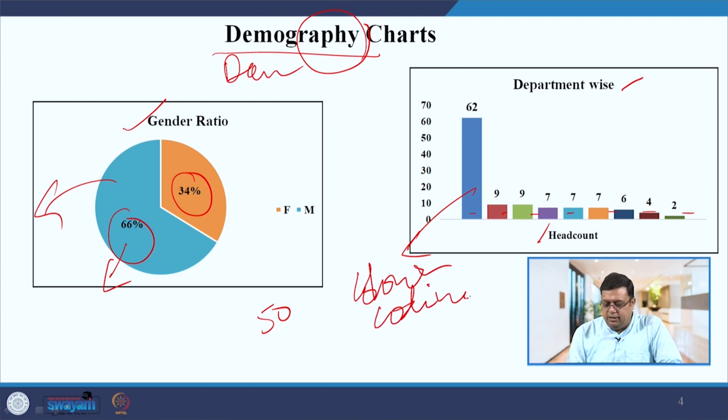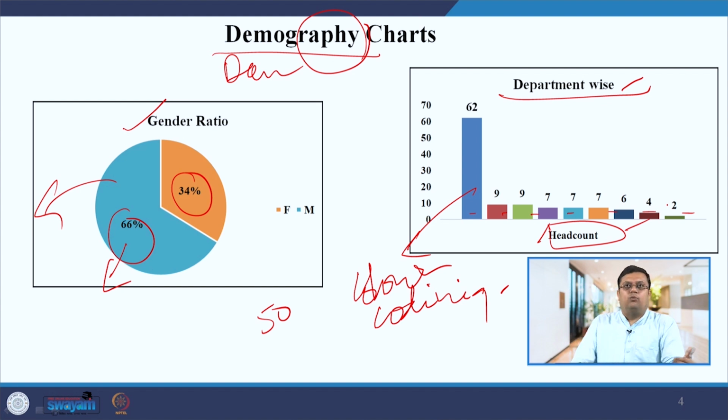Which department represents which color? Department-wise it is written and the color coding is missing, but the head count is there, okay. That is fine, in which department how many people are there. And what else can you add? The male and female that you have done, similarly you can add here male and female also, right.